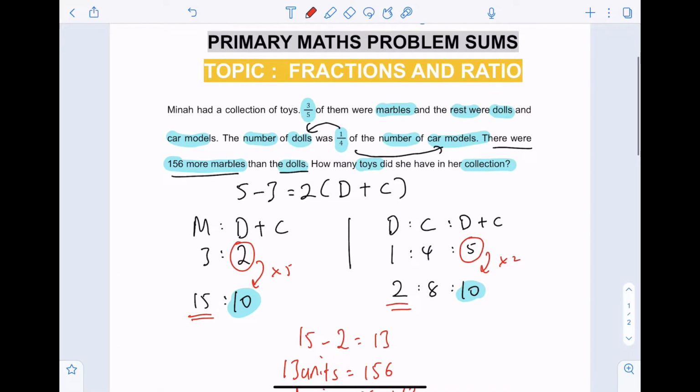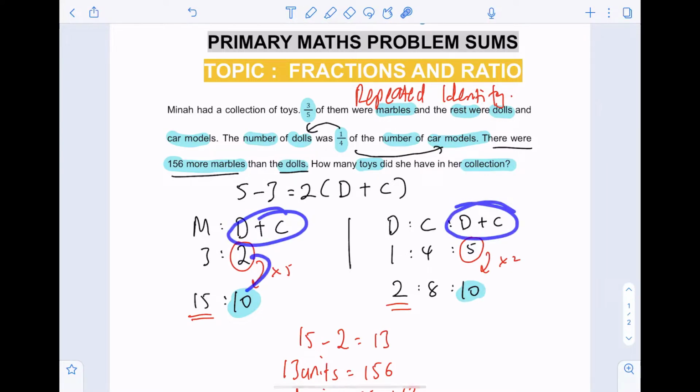So again, this is fractions and ratio, but I think more than that, this is also a repeated identity question whereby the dolls and the cars is repeated, and we need to make sure whatever is repeated is made the same in terms of units.